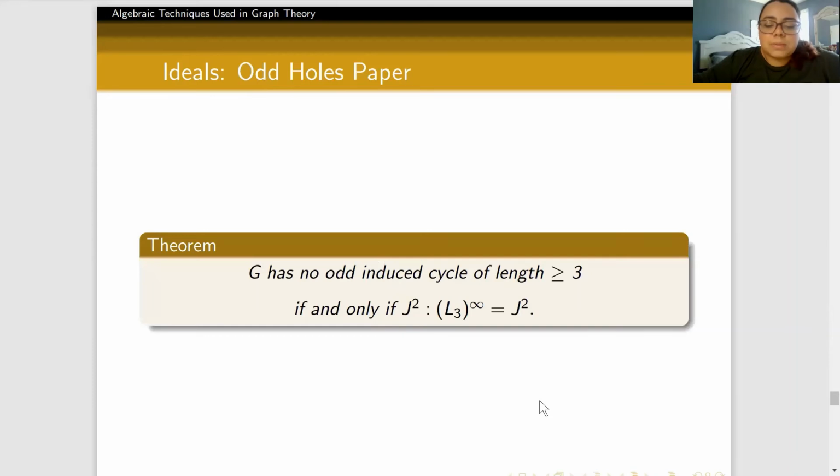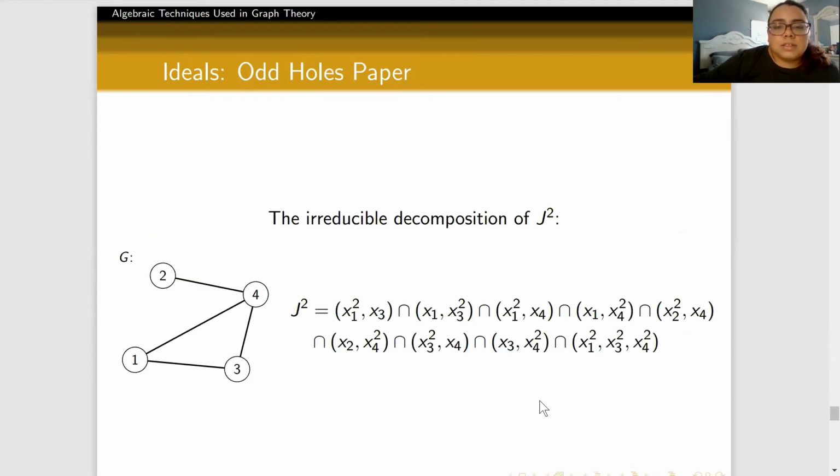So a big part of my work has been reading and understanding a paper about associated primes and odd holes in a graph. Theorem 4.2 in that paper tells us that G has no odd induced cycle of length greater than or equal to 3 if and only if the saturation of J squared with respect to L sub 3 is equal to J squared. So the irreducible decomposition of J squared is given by Theorem 3.2 from that paper. We have (x1 squared, x3) intersect (x1, x3 squared), and we're doing that for every edge in G.